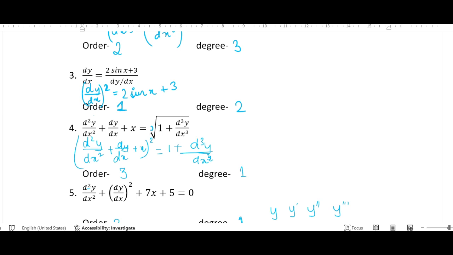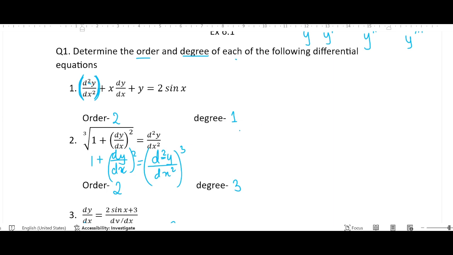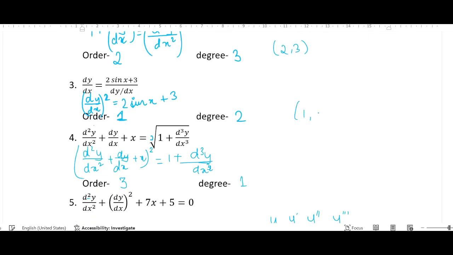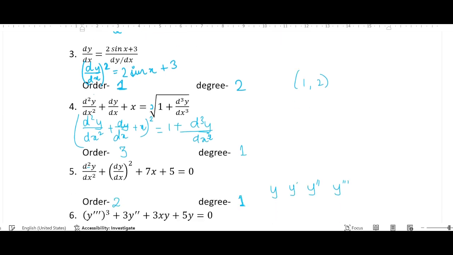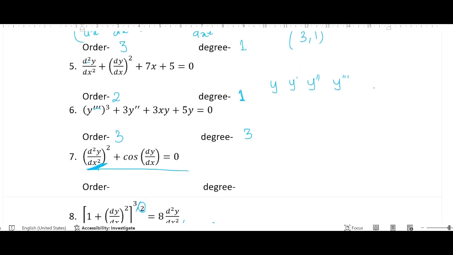If they ask you what are the order and degree of the given equation, you will not write order this, degree this. What you will do is you'll write this in the form order comma degree. Okay, so in this case it will be 2 comma 1, here it will be 2 comma 3. Okay, then over here it will be 1 comma 2, over here it will be 3 comma 1. In this question it will be 2 comma 1, in this one 3 comma 3.